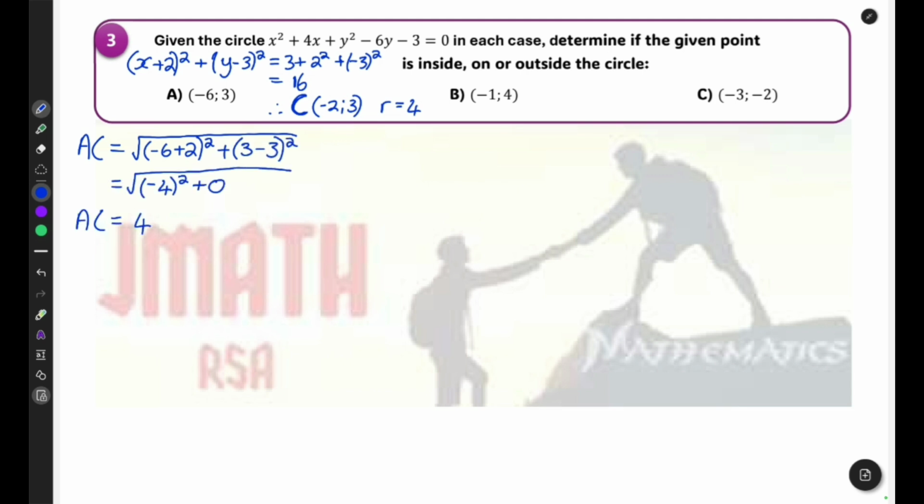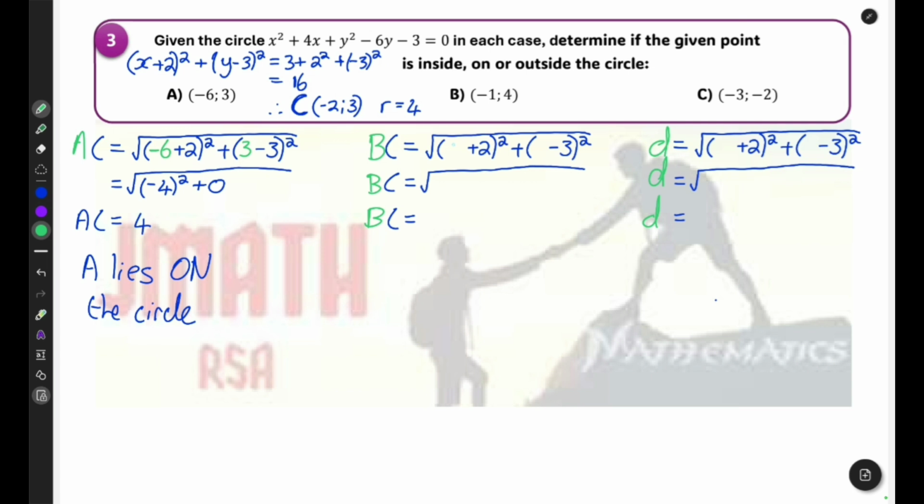The distance formula tells me that AC is the square root of -4 squared, which is the square root of 16, which is just 4. Therefore, the distance between the dot and the center is the same as the radius. So I can say A lies on the circle. Let's just do the other two quickly, and then you can see examples of each of them.